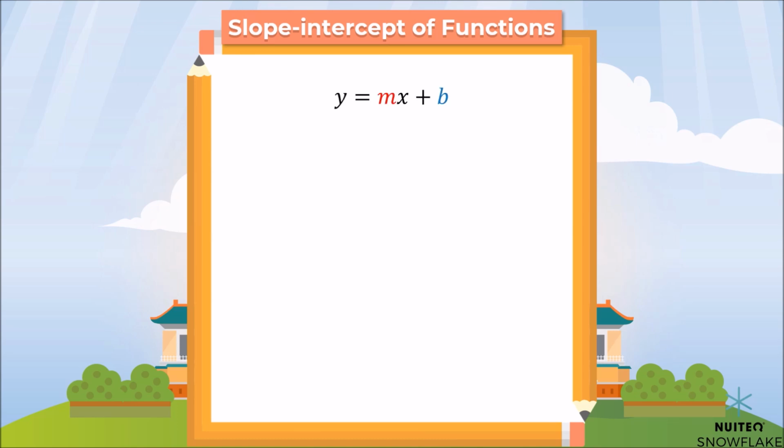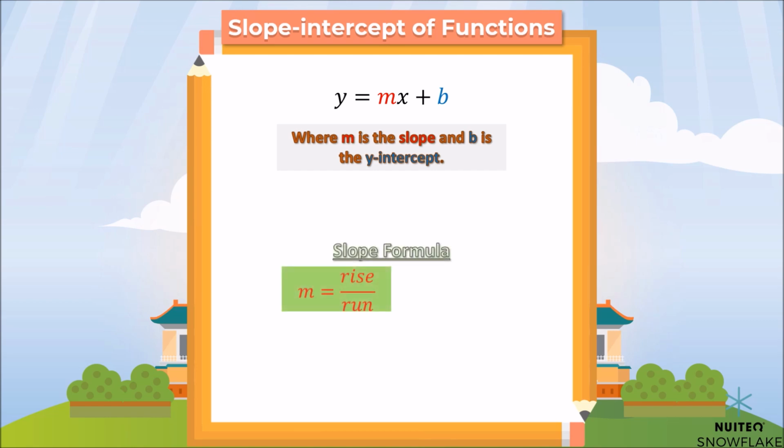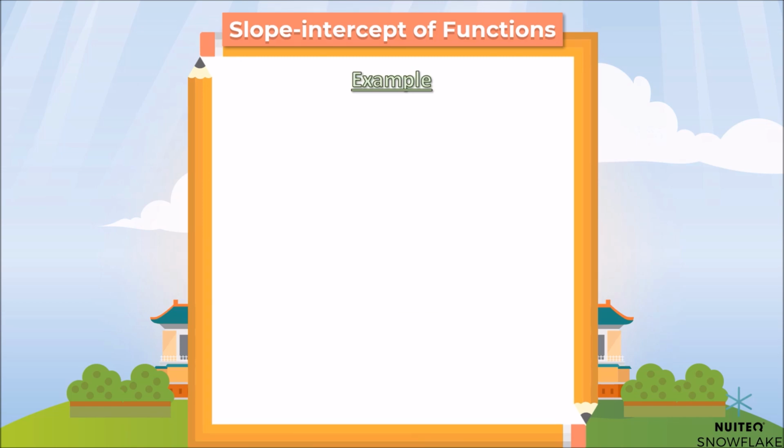Now let's talk about the slope-intercept form of a linear function. y = mx + b. In here m is the slope and b is the y-intercept. Remember that the letter m is a number that represents the slope of the line. Some people refer to the slope as rise over run. Recall that if we have 2 points, then we are able to find the slope of the 2 points by using the slope formula. For example, let's graph the following equation.